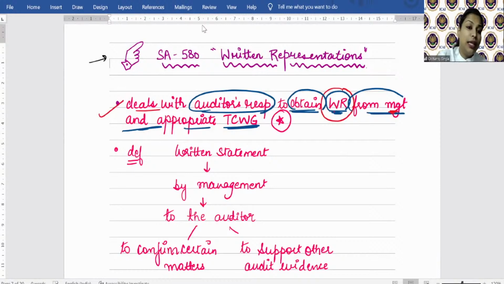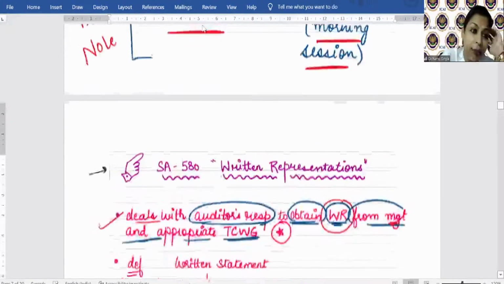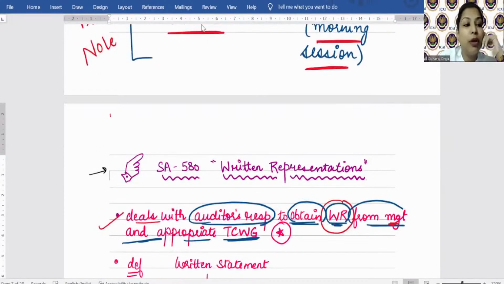ठीक है, तो ये start करने से पहले एक topic को मैं repeat कर रही हूँ जो मैंने chapter number 1 में भी बताया था आपको. Management और those charged with governance में क्या difference है. देखो, management कौन होते हैं? These are the persons with executive responsibility for the conduct of the entity's operations, like your CEO, CFO, which are responsible for the day-to-day activities or operations of the entity.